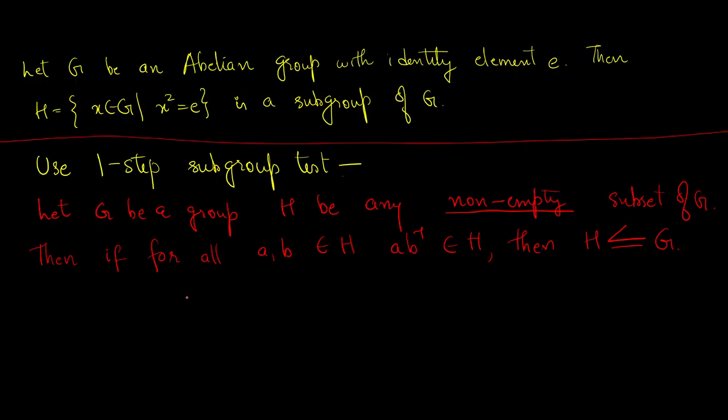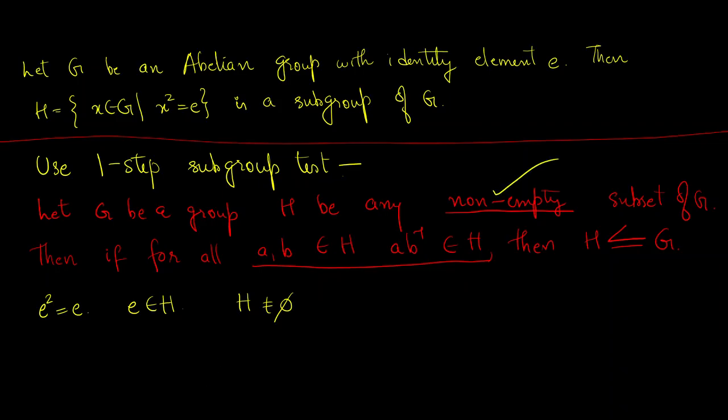So to use the one-step subgroup test, we have to verify that H is non-empty and that this condition is being satisfied. There are only two things. Once you know this statement, then everything becomes very easy. Most of the time is taken in writing this statement. If you already know it, applying the test will take only a few minutes. So here we observe that E squared is equal to E, so E is definitely in H. So H is definitely non-empty, and this condition is satisfied.